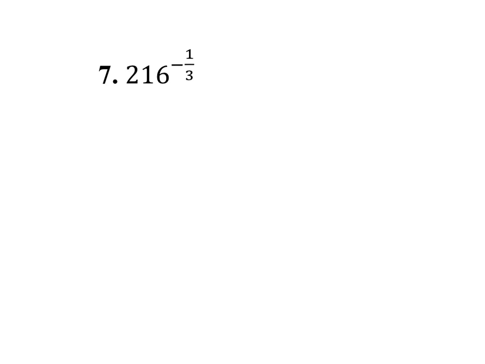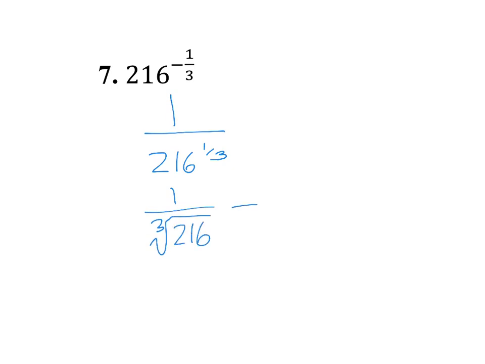We learned in a previous lesson that if you have a negative exponent, that can become positive if you move it to the denominator. So this is 1 over the cube root of 216. The cube root of 216 is 6. If we did a tree diagram, it would be 2 times 3 times 2 times 3 times 2 times 3. So 6 times 6 times 6 is 216.